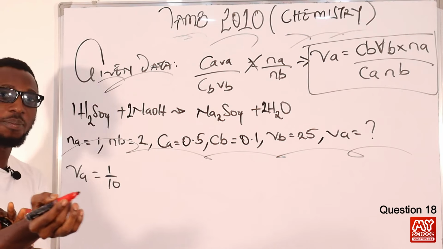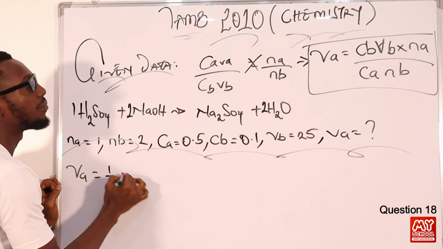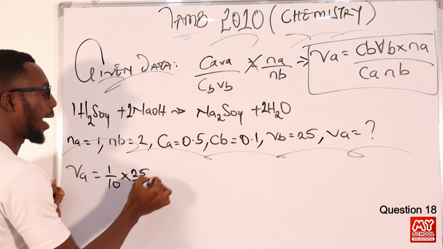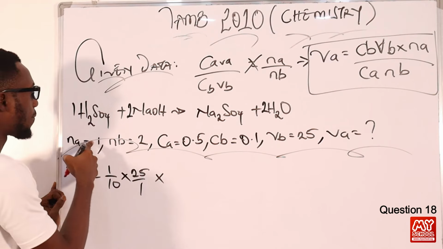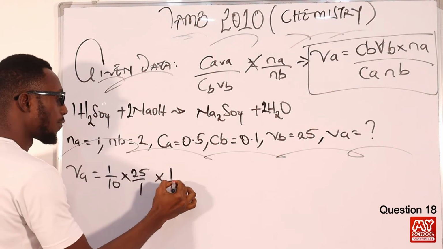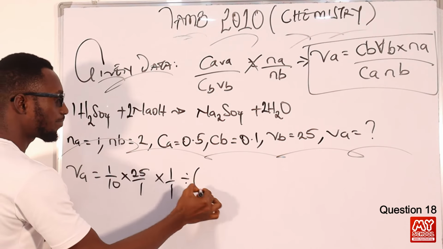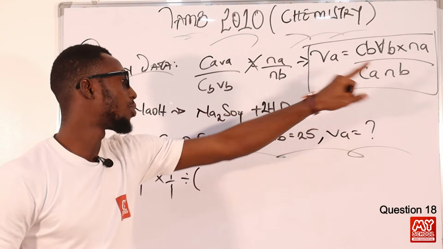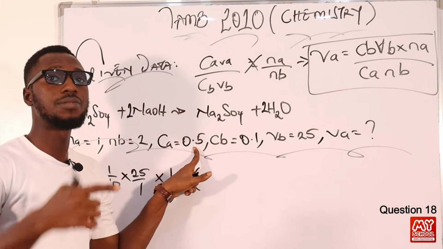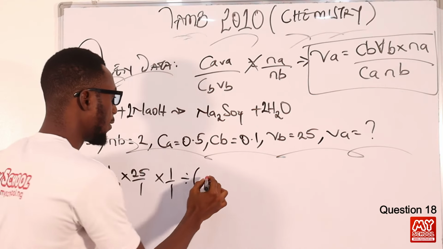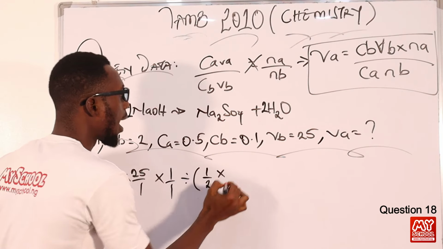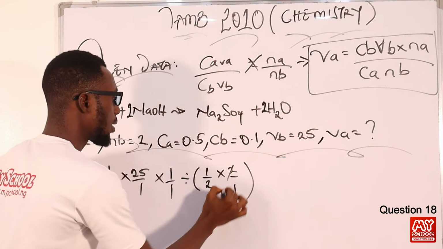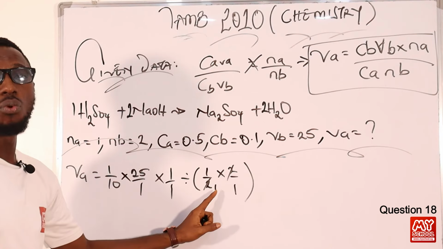You can just punch your calculator. So I have 1/10 times my VB, the volume of my base, that is 25/1, times my NA, the number of moles of the acid, that is 1 over 1, divided by the concentration of the acid, that is 0.5. 0.5 is 5 over 10, or 1 over 2 if you simplify. So I have 1 over 2 times the number of moles of the base, that is 2 over 1. So this cancels this, and at the end of the day, I have 1 right here.